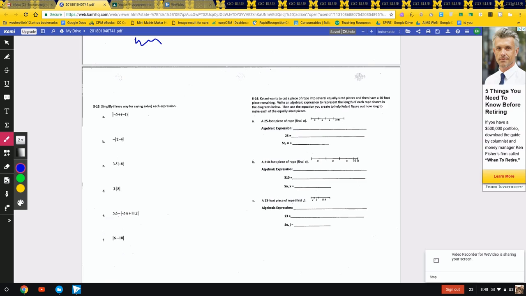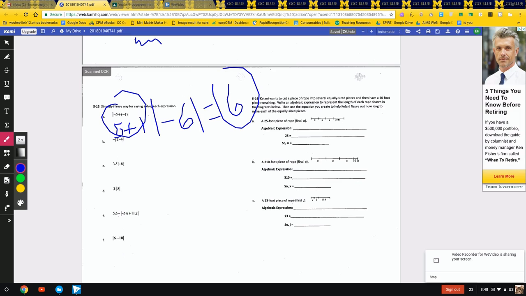Coming down, again, we're looking at absolute value. It's a distance from 0. So to rewrite some of these, it basically is saying that this would be -5 plus -1 is -6. But since it's the absolute value, it is equal to +6.